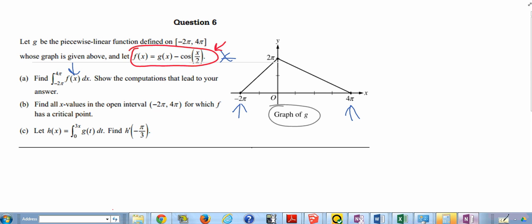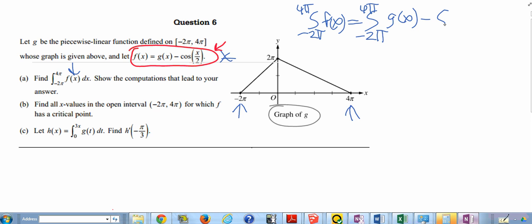And we notice that we can expand this out, and we can say that the integral of f of x from negative 2 pi to 4 pi is simply equal to the integral over the same range of g of x, which is the graph, minus the integral from negative 2 pi to 4 pi of cosine of x over 2.